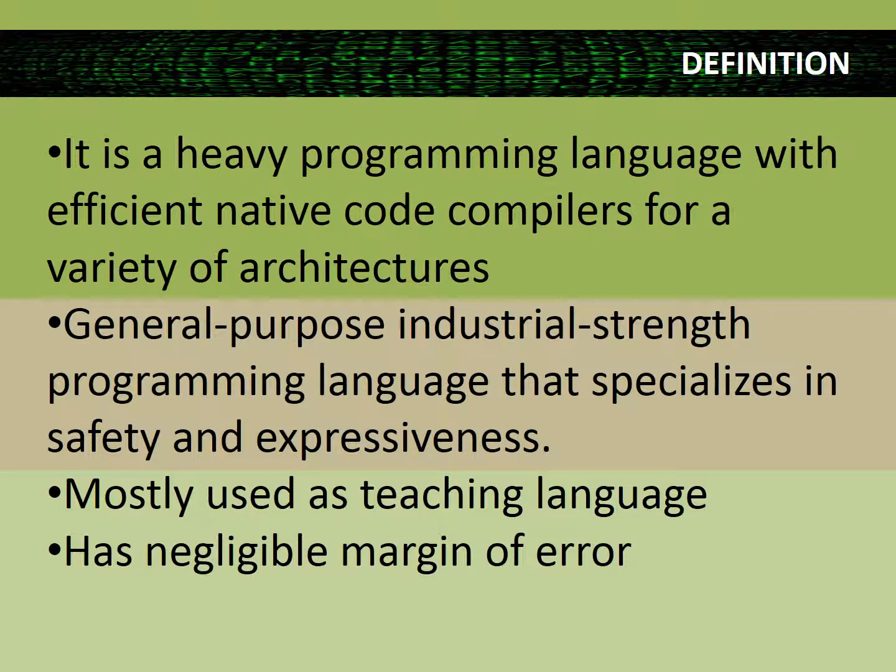What is Caml? When it was first developed at INRIA, it was commonly used for educational purposes for their students. It offers a heavy programming language with efficient native code compilers for a variety of architectures. Caml is a general-purpose industrial-strength programming language that specializes in safety and expressiveness. It's mostly used as a teaching language. It is also highly preferred by large companies because of its negligible margin of error.